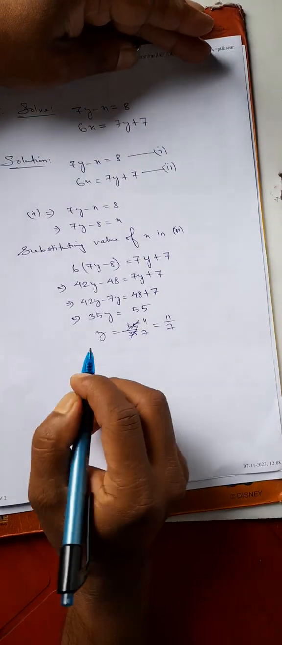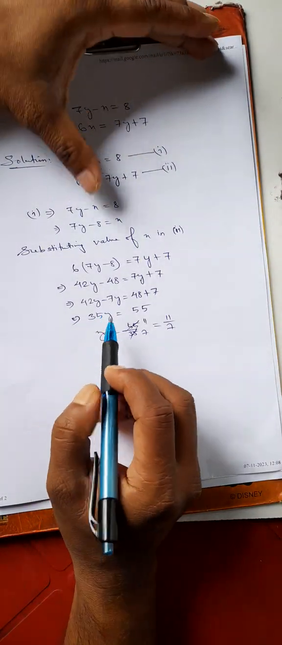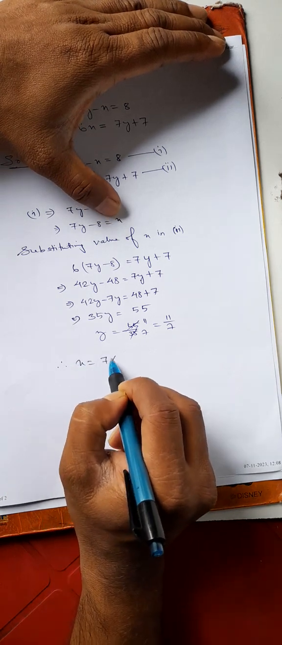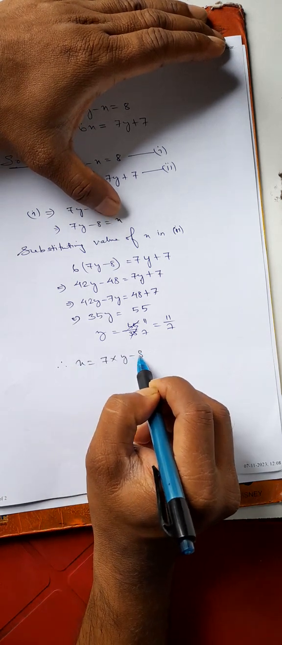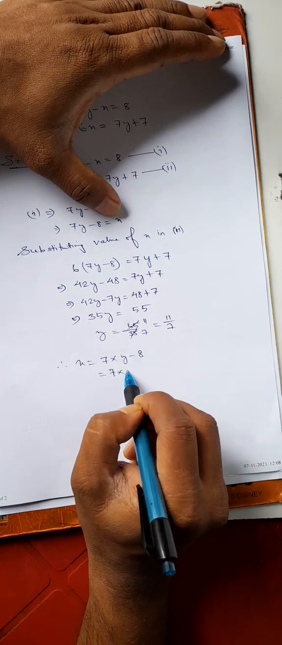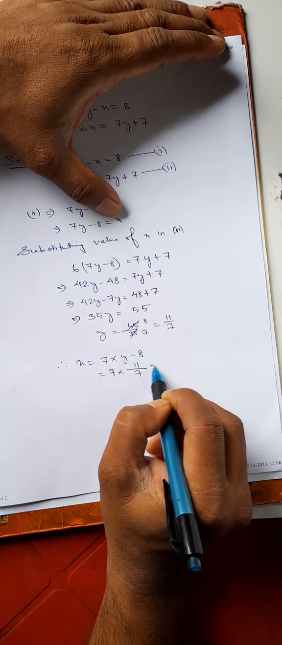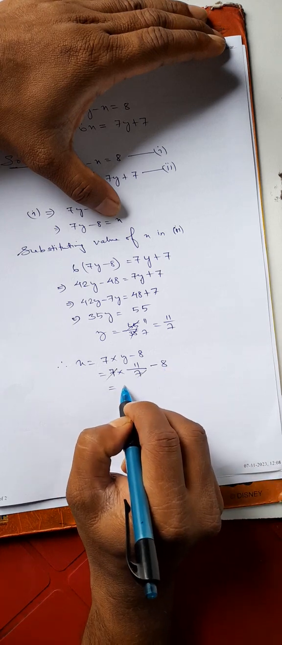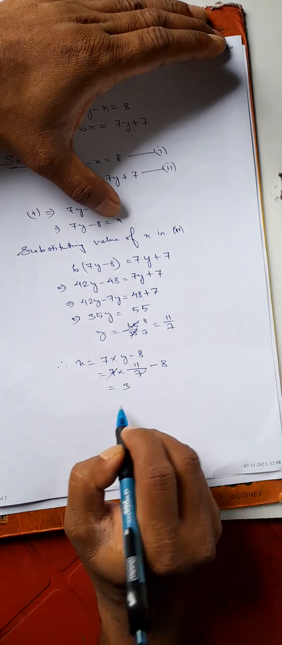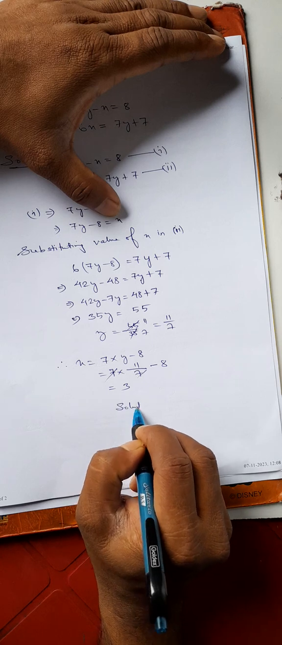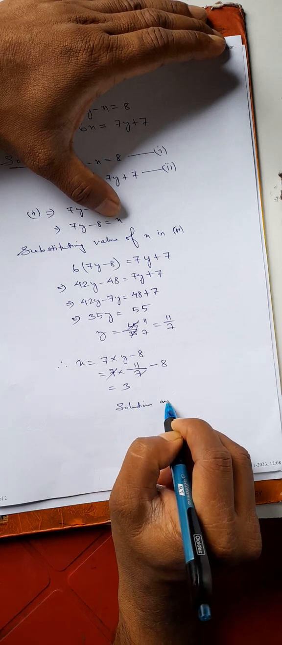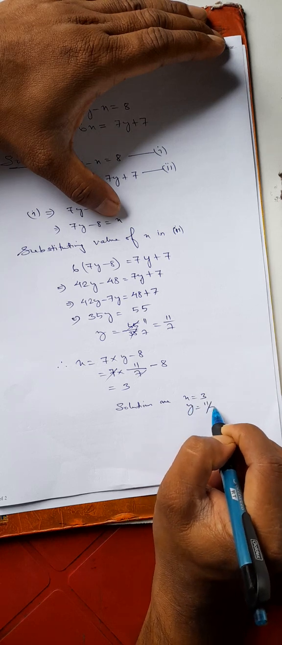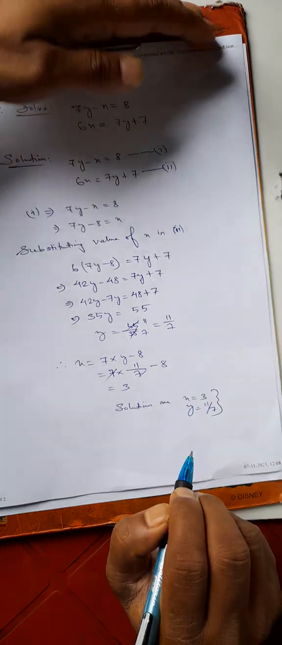Now let us find x. Now what is x? Therefore x equal to 7 into y minus 8. That means 7 into y. What is y? 11 by 7, minus 8. This 7 and this 7 cancel each other. 11 minus 8 equal to 3. So solutions are x equal to 3, y equal to 11 by 7. Right?